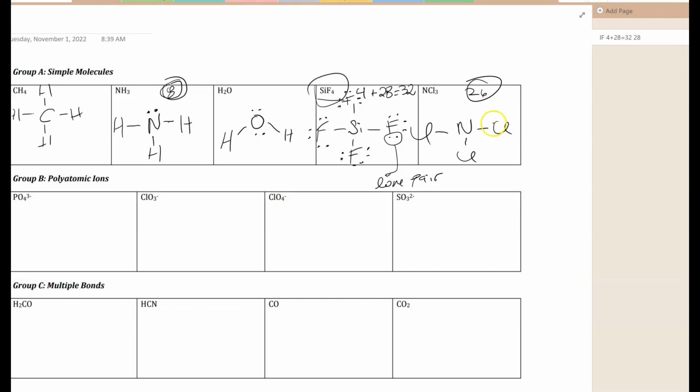I know that chlorine still gets 3 more lone pairs. And that gives me 18 electrons. And there's 1 more pair left on the nitrogen. So just count it up and then you'll see where it's supposed to go.